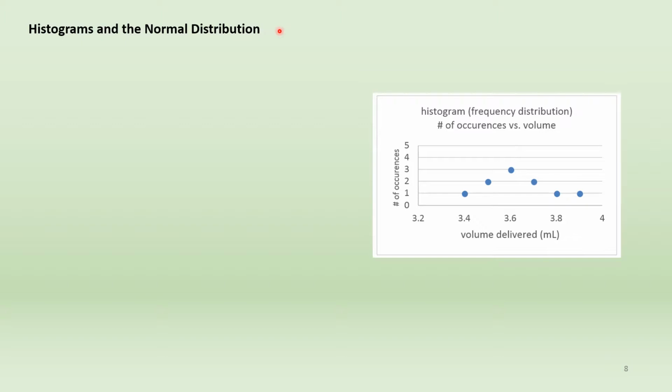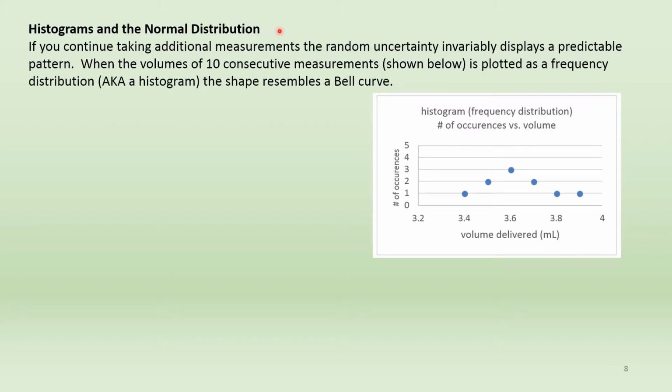Histograms and the normal distribution. So if we were to continue taking additional measurements, the random uncertainty invariably displays a predictable pattern. When the volumes of 10 consecutive measurements are plotted as a frequency distribution, also called a histogram, the shape resembles a bell curve.